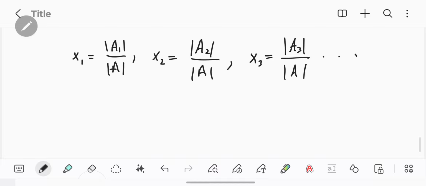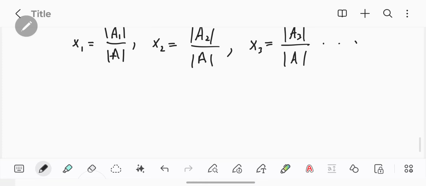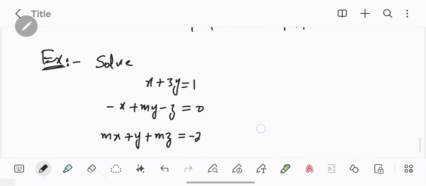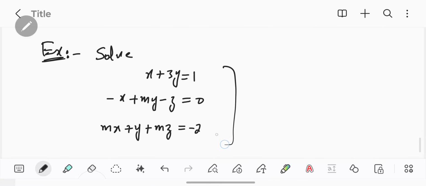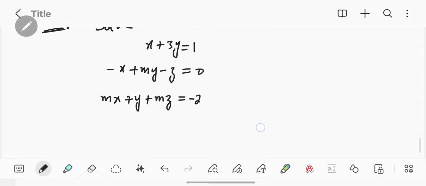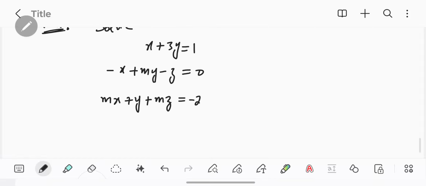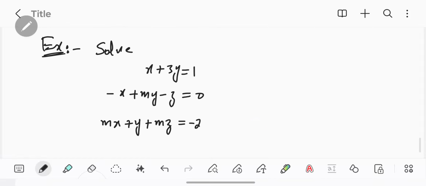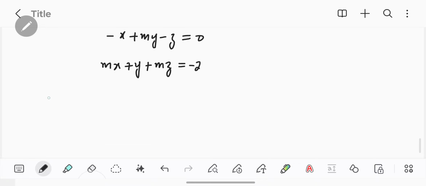So let's do an example based on Cramer's rule. So here is an example. You are given a system of linear equations. You are given three equations and you have to solve it by using Cramer's rule. So first of all, I will check what is my A.